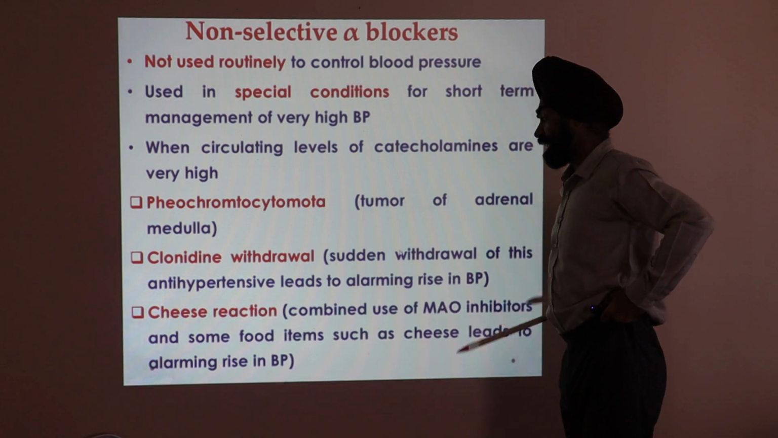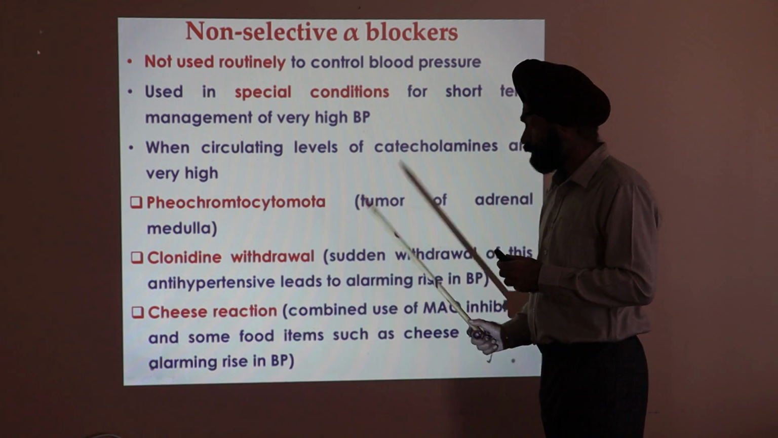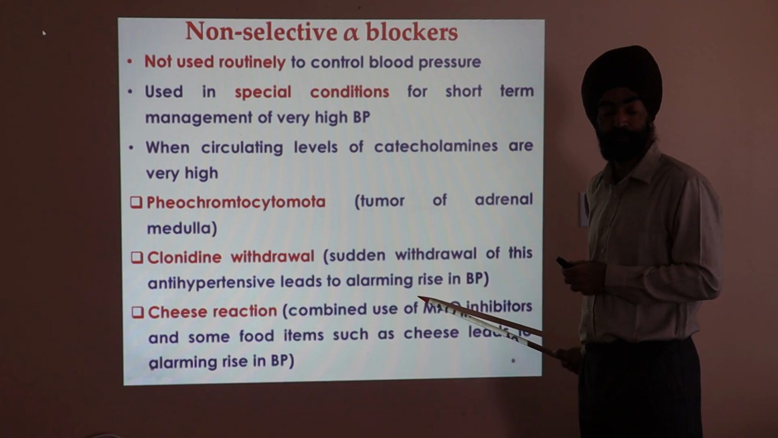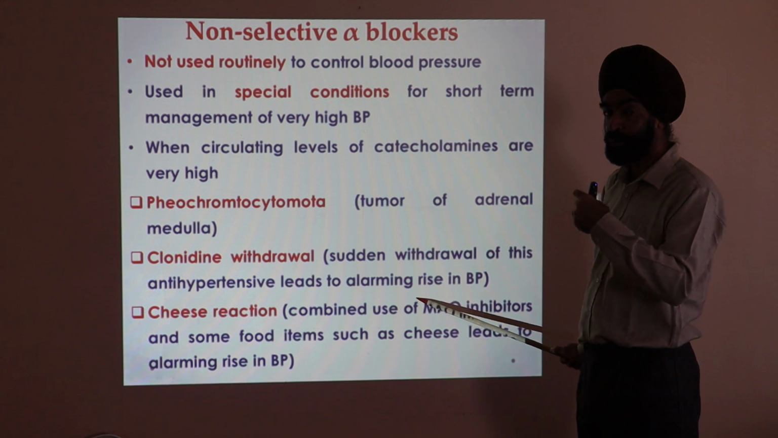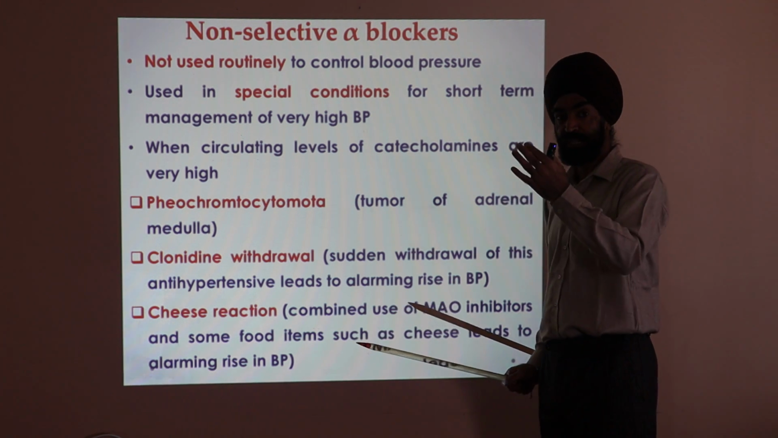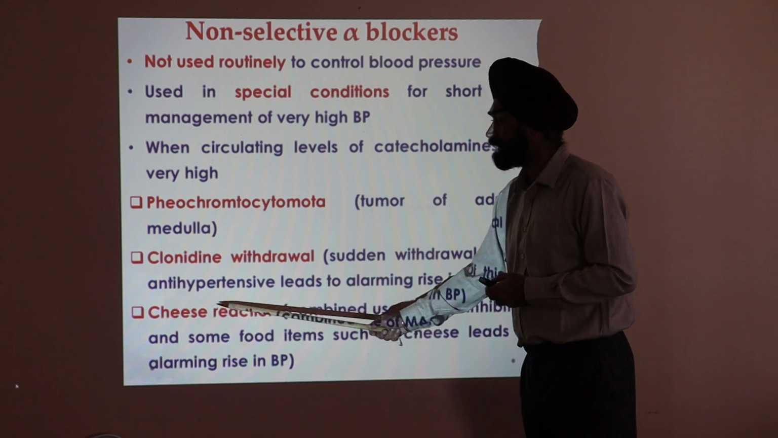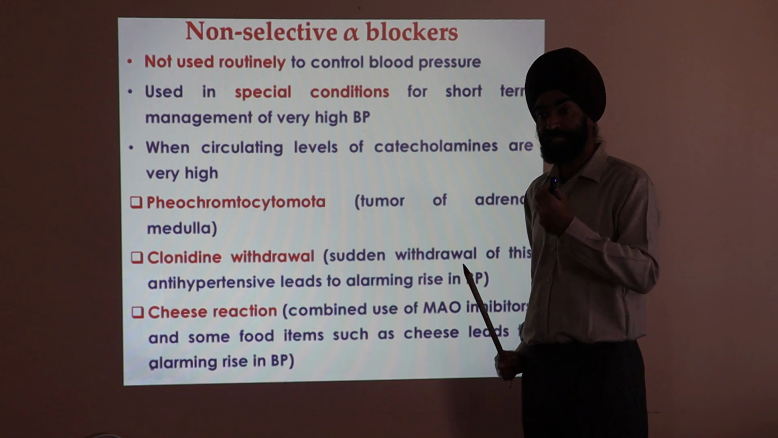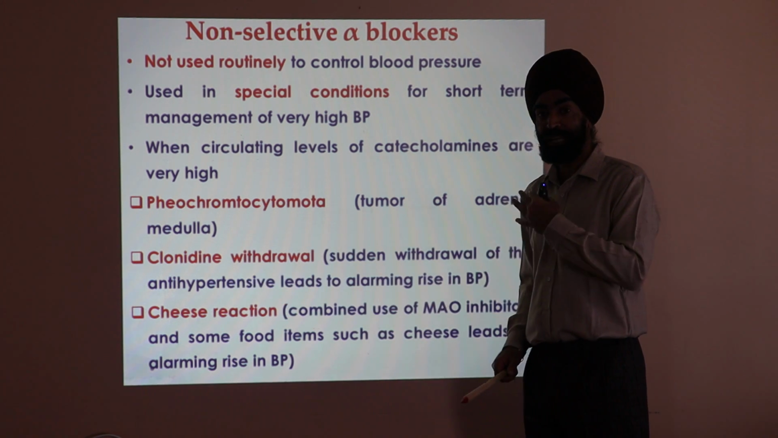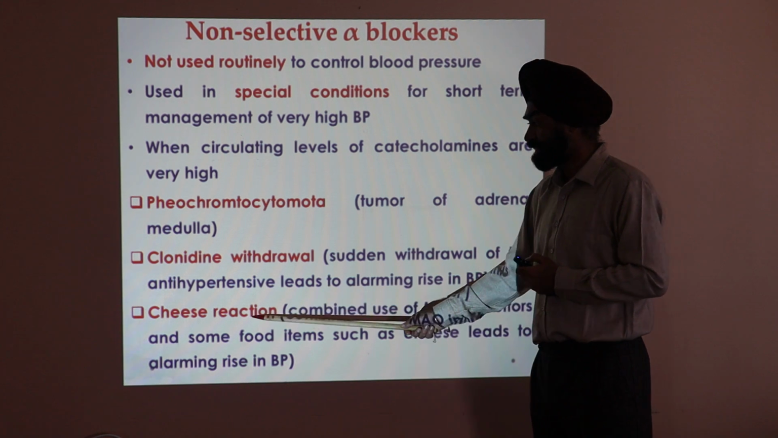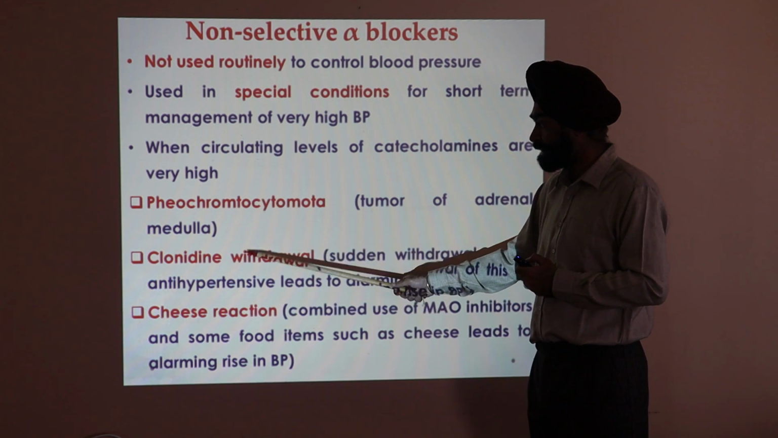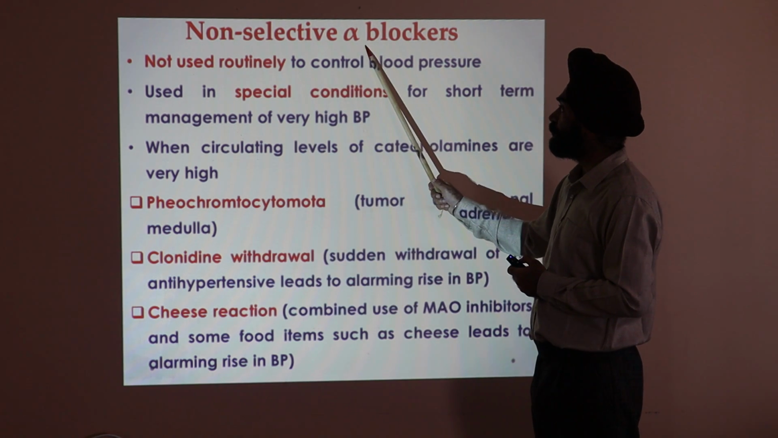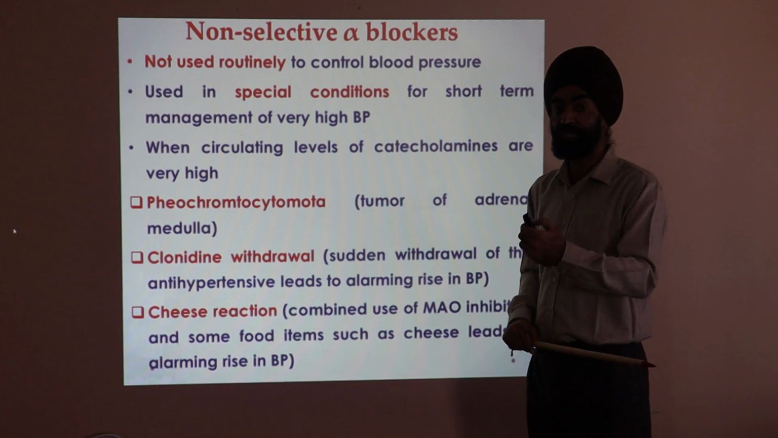Or there is a cheese reaction. What is this cheese reaction? Now when you are giving some MAO inhibitors, they are used for the management of depression. Then you instruct that patient that don't use certain list of the drugs or certain list of the food items. One of the food item is the cheese. Let's say a person is using MAO inhibitor and he is taking certain food items like cheese, then there is a very high rise in the blood pressure. So that is called as cheese reaction. So in these 3 conditions, for the short-term management of the blood pressure, you can give these non-selective alpha blockers along with the beta blockers.